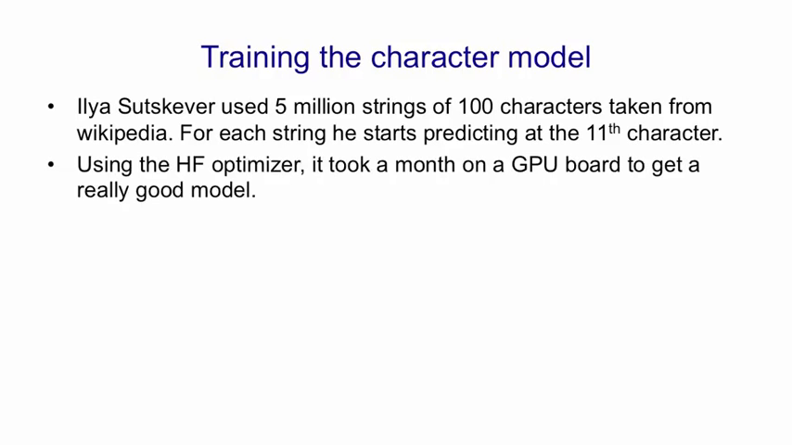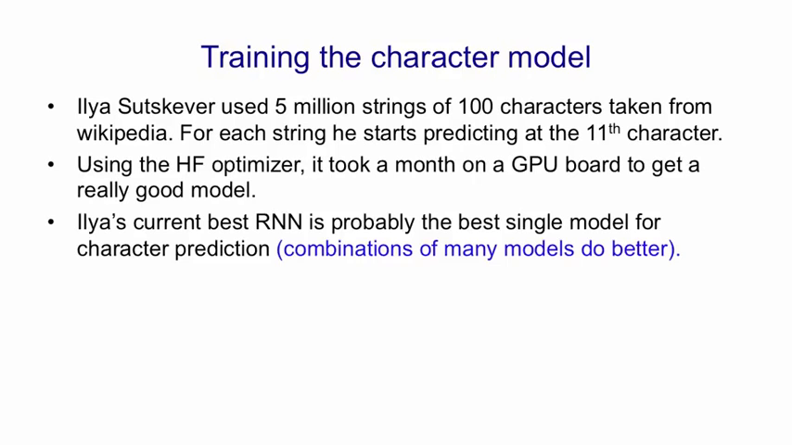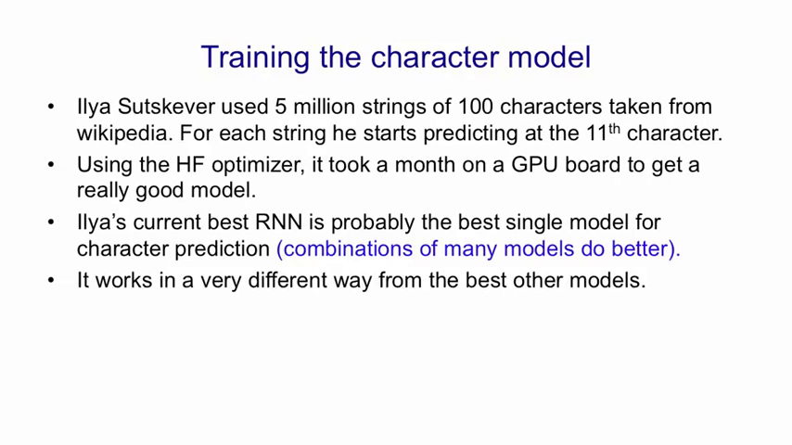He used the Hessian free optimizer, and it took about a month on a very fast GPU board to get a really good model. His current best recurrent neural network for character prediction is probably the best single model there is for predicting characters. You can do better than this model by combining many different models using a neural network to decide which one to use. But for a single model, Ilya's is as good as it gets. It works in a very different way from the best other models.